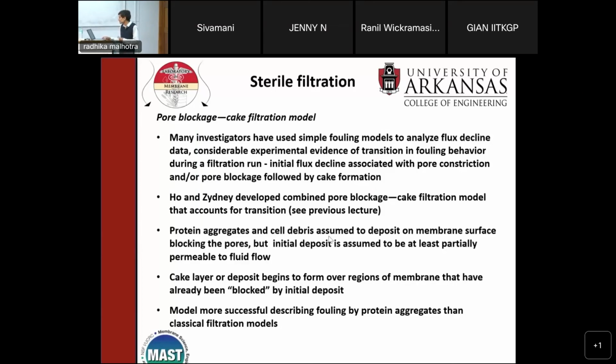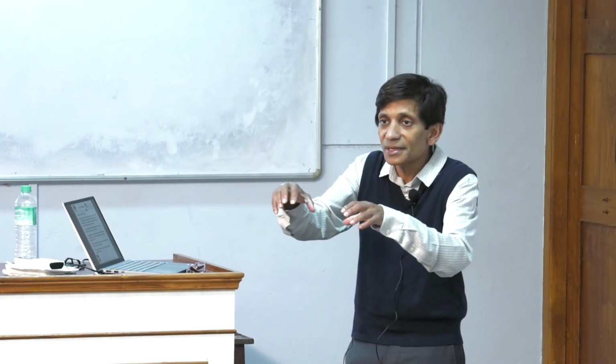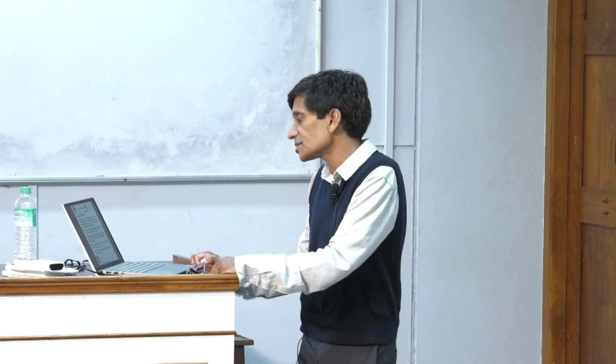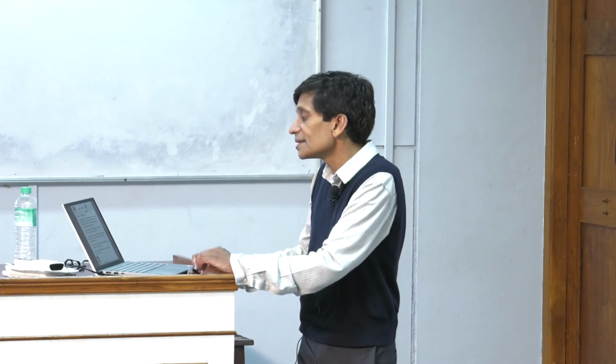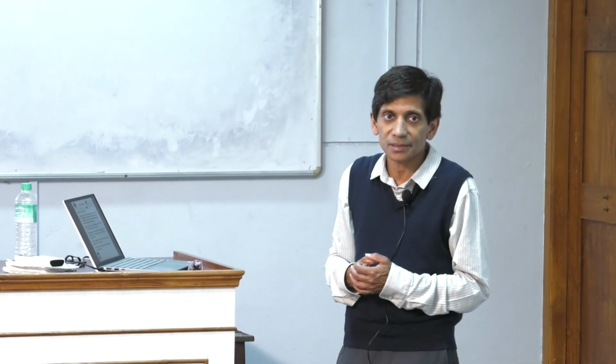Protein aggregates and cell debris are assumed to deposit on the membrane surface, blocking the pores, but the initial deposit is assumed to be at least partially permeable to flow. That's part of Zydney's assumption. A cake layer or deposit begins to form over regions of membrane that have been blocked by the initial deposit. So you've got your membrane, it's not uniform, you get various parts of the membrane where you get blocking inside, but where you get blocking inside, then you start to get cake formation. The model more successfully describes fouling by protein aggregates than classical filtration models. Why? Because you have lateral permeability, you don't really have straight-through pores, so this model is actually much better.